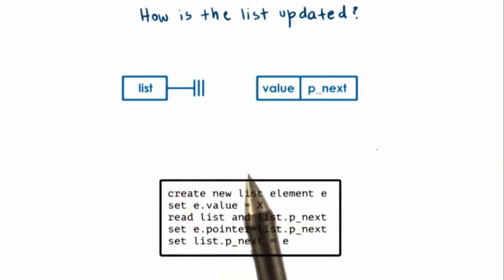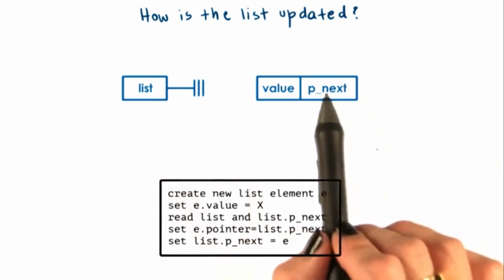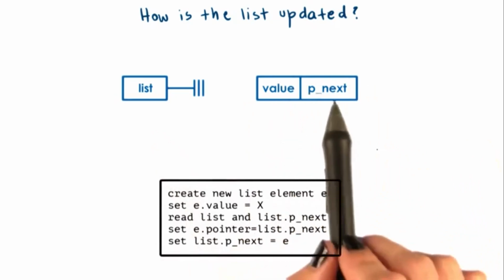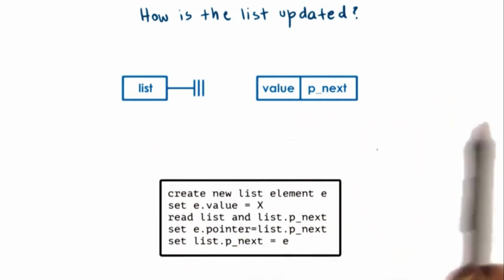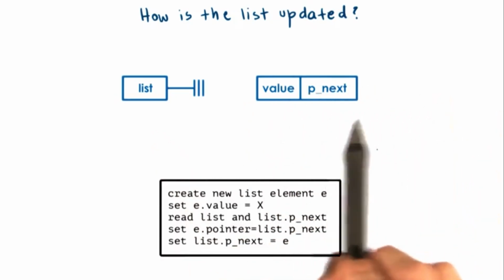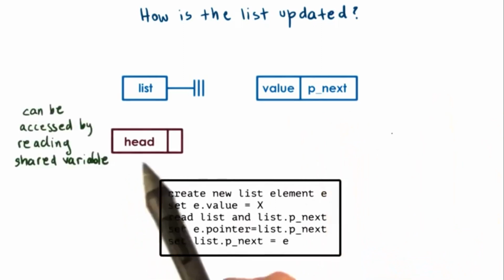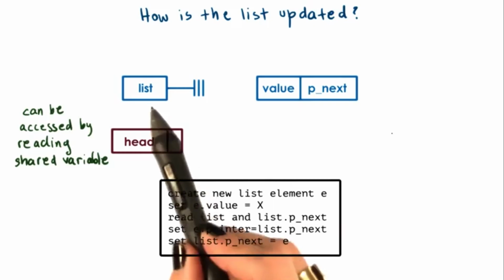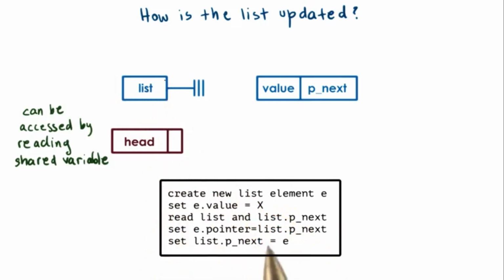A naive implementation may look as follows. Each list element has two fields, a value field and then a pointer that points to the next element in the list. We call this one pNext. The first element, we call it the list head. It can be accessed by reading the value of the shared variable list. So in this code sample, this is where this is happening, read list, as well as its list pointer element.